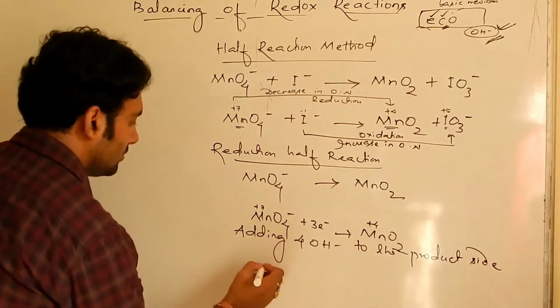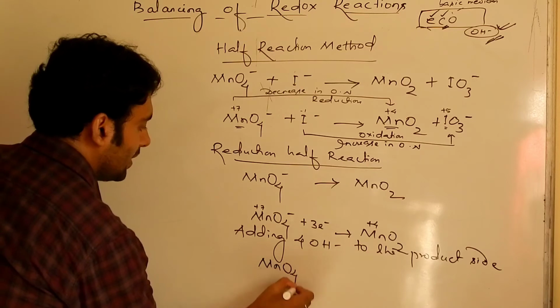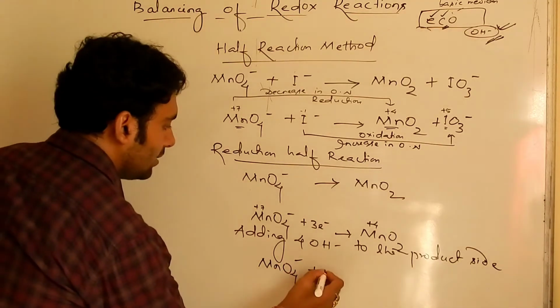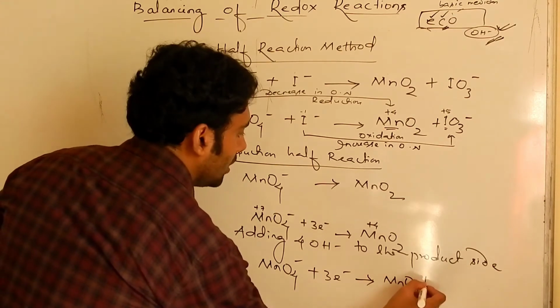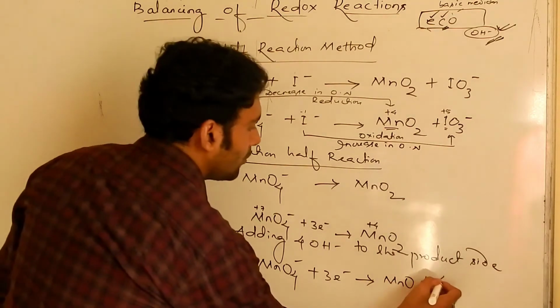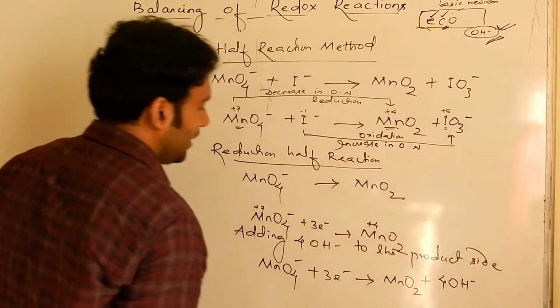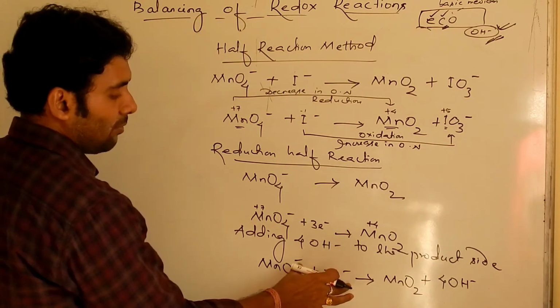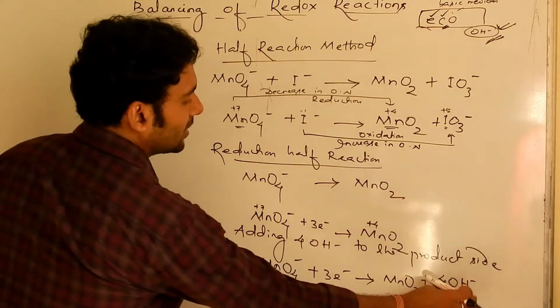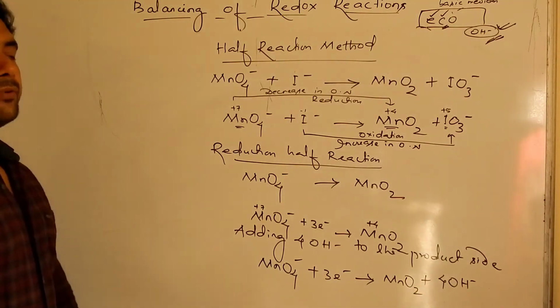So the reaction can be rewritten as MnO4 minus, that is permanganate ion, plus 3 electrons gives rise to MnO2 plus 4 OH minus. So clearly the charge is balanced. In the reactant side there is -4 charge, in the product side there is also -4 charge.